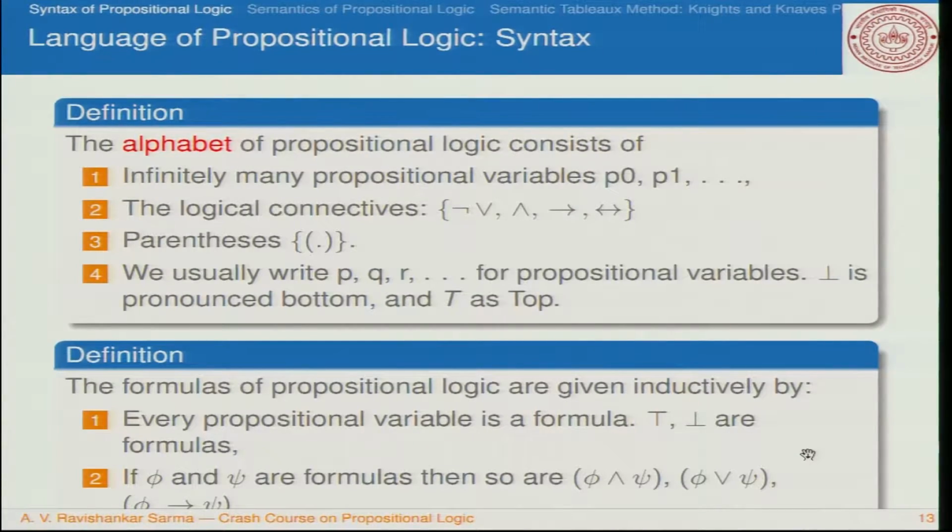There are infinitely many propositional variables such as p0, p1, p2, etc., pn. So many things are available to us so that we can represent sentences. The basic units of propositional logic are considered propositions or sentences. Propositions, sentences, all these things are used in the same way as far as propositional logic is concerned.